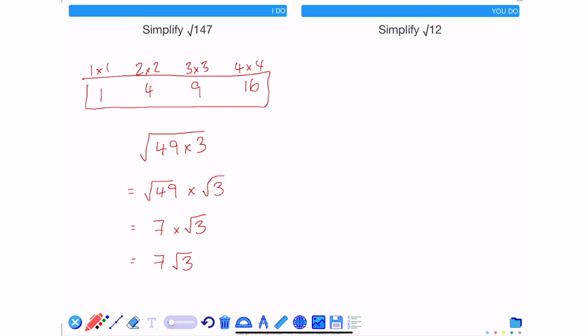So the square root of 12 can be written as the square root of 4 times 3, where 4 is my perfect square number in this case. This can be written as the square root of 4 times by the square root of 3, which when simplified is 2 root 3.